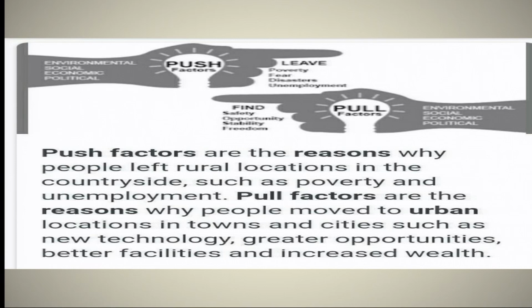There are various reasons for people to migrate from rural to urban areas. We call them the push factors and the pull factors. The push factors are the reasons why people leave the rural locations in the countryside, such as poverty and unemployment. The pull factors are something which attracts people towards the urban area, and they are the features of towns and cities such as new technology, greater opportunities, better facilities and increased wealth.